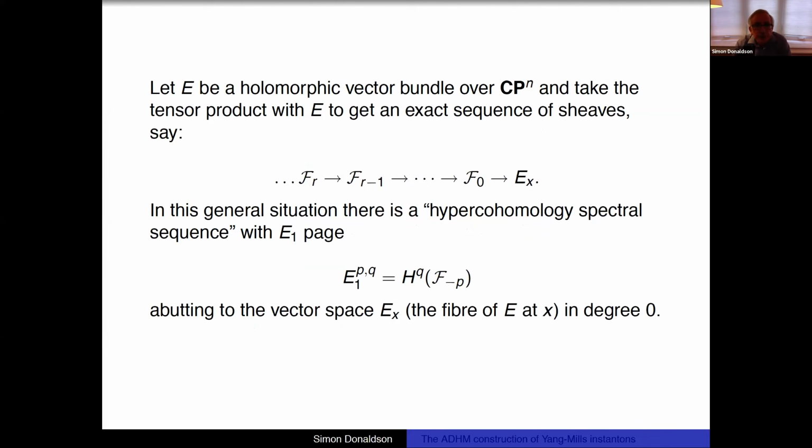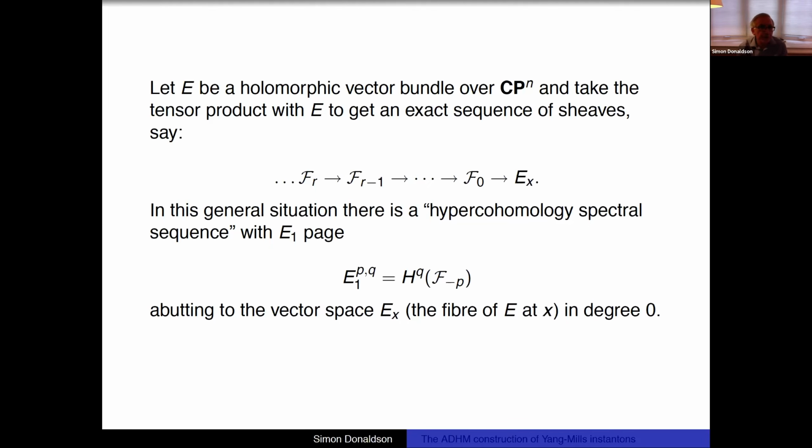So in this general situation, if we have an exact sequence of sheaves, then one has what's called a hypercohomology spectral sequence. In fact, we have a pair of spectral sequences which abut to the same limit. But in the case at hand, one of those sequences is trivial, and so what we get is a spectral sequence which begins with the cohomology of all our sheaves and abuts to the fiber of E at X, just that vector space.